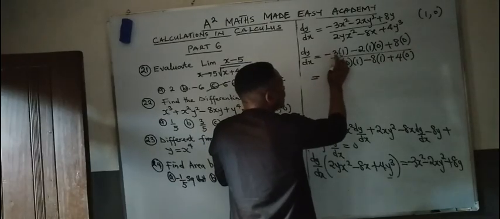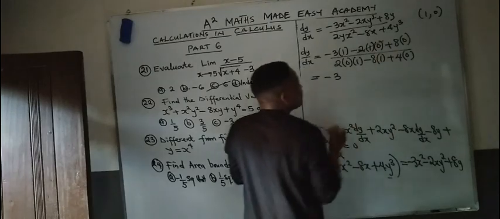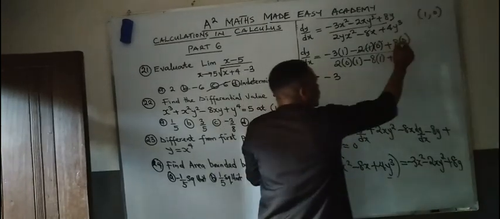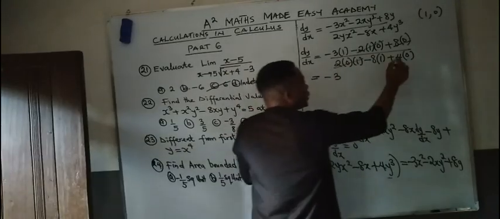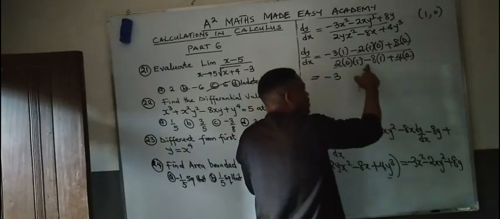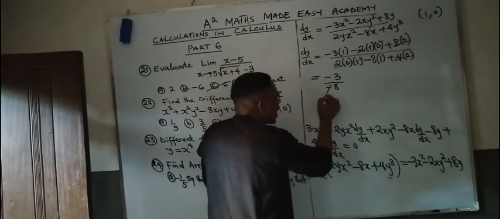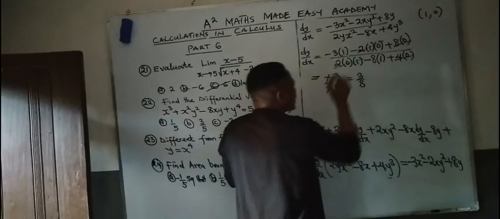Now, minus 3 times 1 will give us minus 3. Are you with me? This one will disappear. Do you know why? When 0 multiplies, it becomes nothing. This one also will disappear, this one also will disappear because there is 0, and this one also will disappear. Then remaining is minus 8 times 1, which is minus 8. Finally, minus will cancel minus. What is the answer? 3 over 8. And that is all.